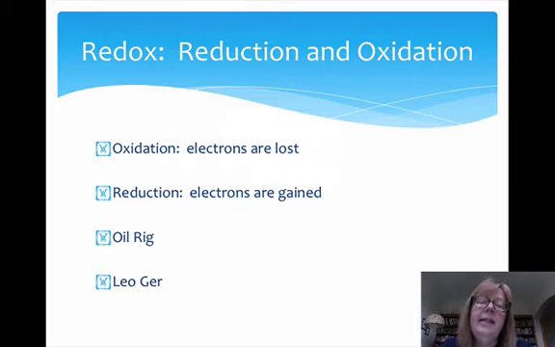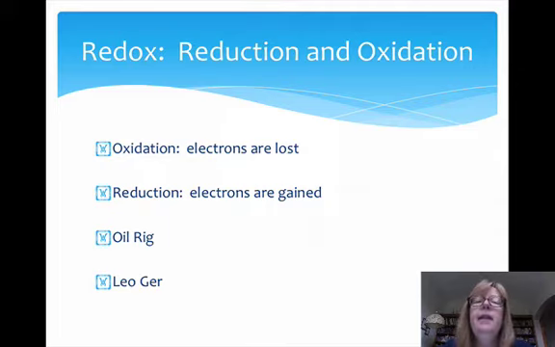Just like with acids and bases, the acid always gives its proton to the base. We're going to see in redox reactions that electrons are being transferred. You can't have something oxidized if something is not reduced. So we really need to get these definitions out, and this is something you do have to have memorized.